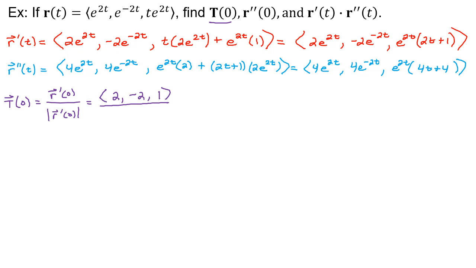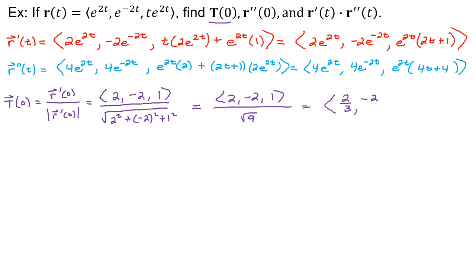So we're just plugging it in and up here for all those t's, t is 0. Then I'll use those numbers to do the magnitude with. And so that leaves me 2, -2, and 1. And 2 squared is 4, and 2 squared is 4 is 8, plus 1 is 9. Square root of 9 is 3, so I'll get 2/3, -2/3, and 1/3. This is my unit tangent evaluated at 0.